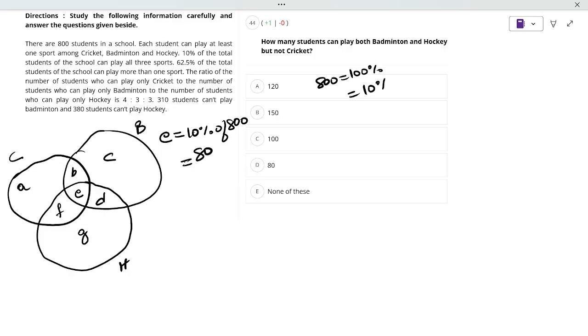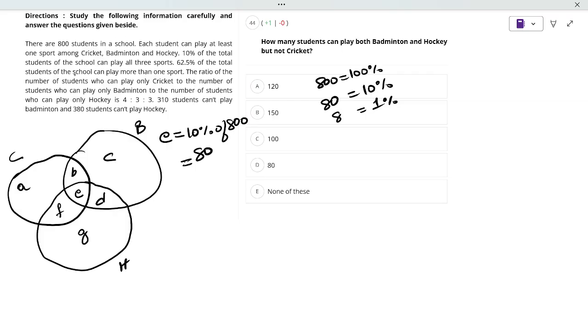Don't just do it this way, 0.1. From the right side give the decimal point, so here 80.0 is 80. That's it. If you want to find 1%, then this will be 8.00, which is 8. So E, we got 80.